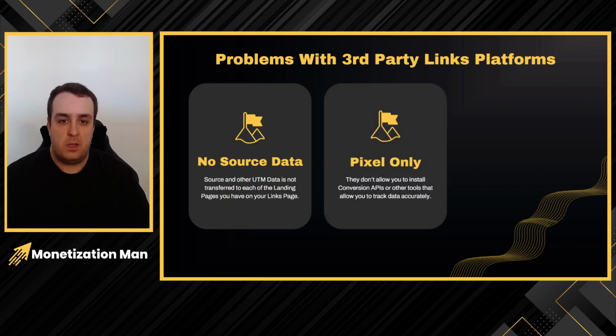Second problem is that any of the links page platforms that do allow you to add pixels only allow you to add a pixel. They don't allow you to install conversion APIs or other tools that allow you to track data accurately. I haven't come across a single one that allows you to put something like Google Tag Manager onto the links page, which is crucial to being able to set up accurate tracking both with pixel and server-side tracking.